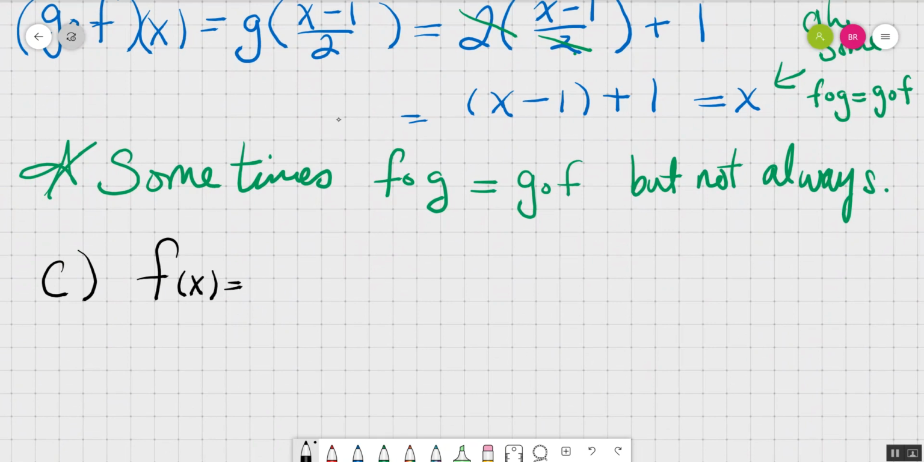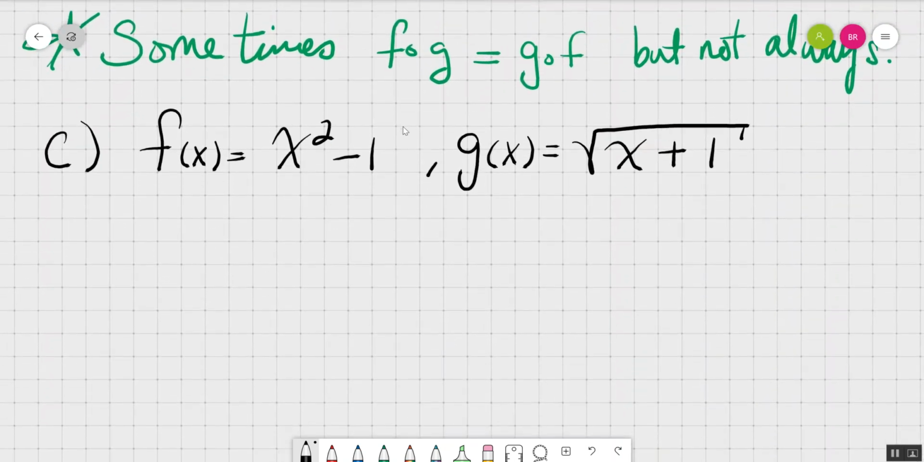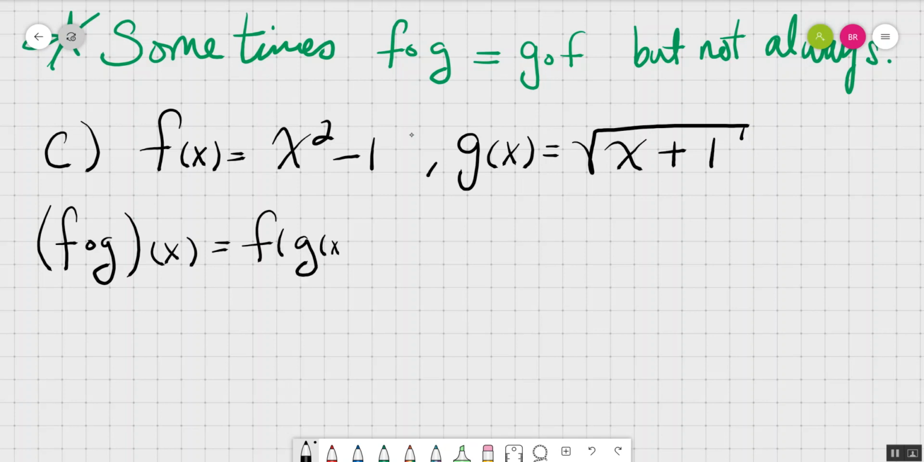So my next pair is f of x is x squared minus 1, and g of x is going to be the square root of x plus 1. I'm hoping you notice some things about how I've been combining operations here and what's happening. Okay, so first up, let's do f compose g. So I'm going to have g go first and then f. So I'm going to do f of g of x. I know what g of x is equal to. It's that square root guy.